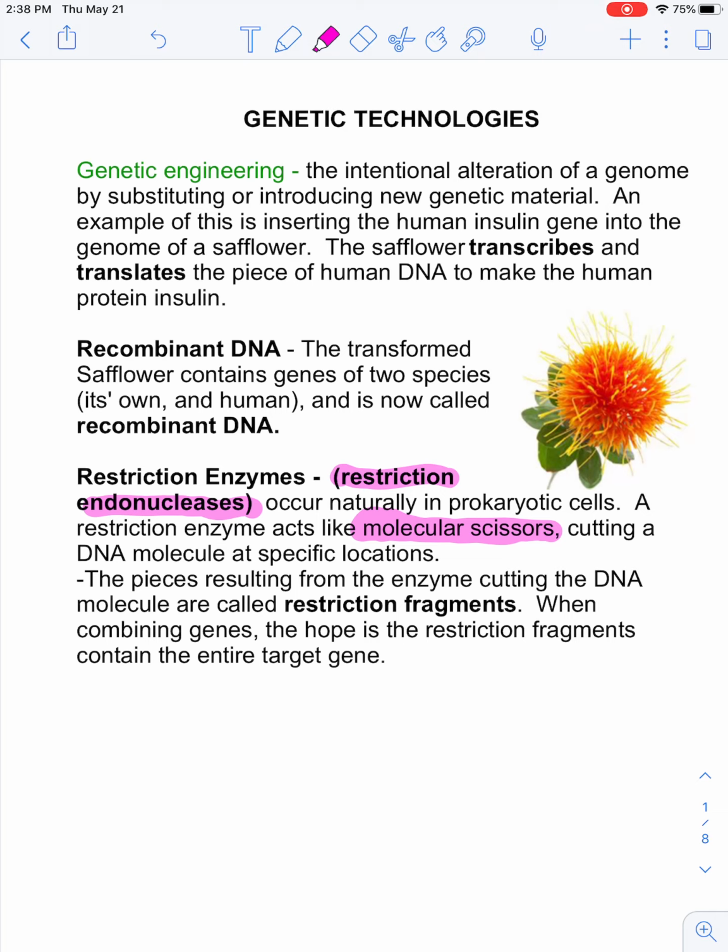So what scientists do is they use these enzymes to try and cut out whole genes out of a genome. If you just want to take one gene and put it into the genome of another organism, you need to be able to cut that gene out, and they use restriction enzymes to do that.